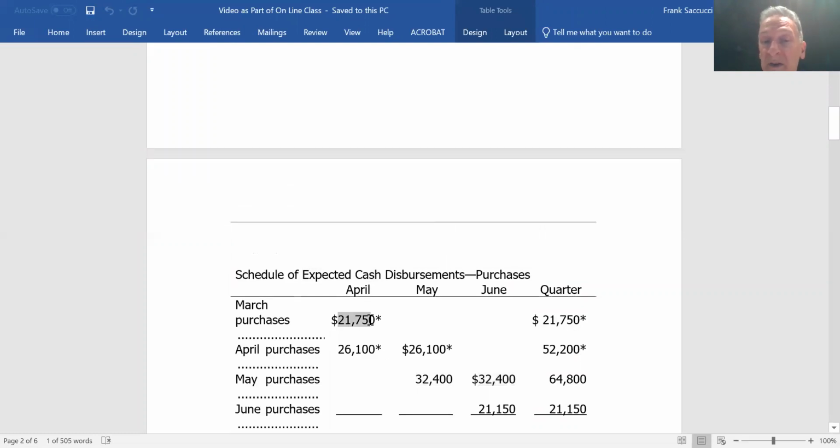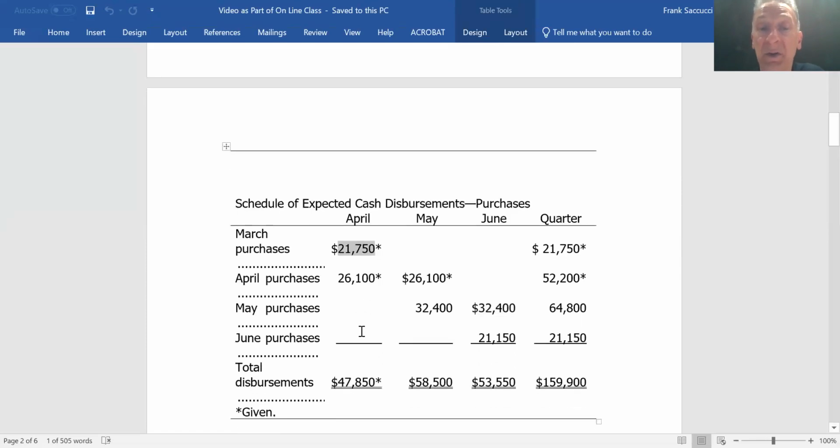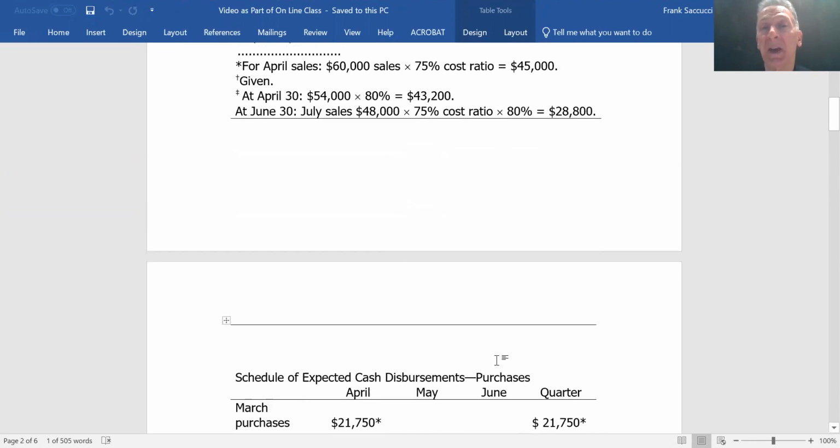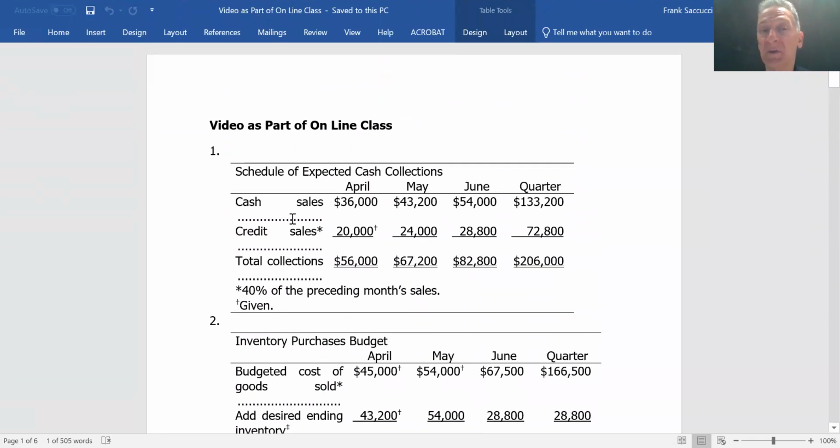This 21.7, that was the accounts payable for March. That's half of March that wasn't paid in March, but is paid in April. So this schedule helps us calculate how much cash we're anticipating disbursing in any one month in regards to our inventory. So if we pause and reflect, our first schedule that we've looked at, the schedule of expected cash collection.